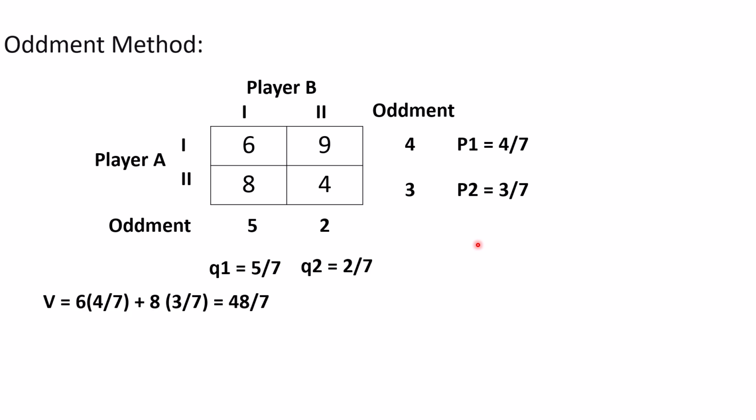So now the value of the game is equal to 6 into 4 by 7 plus 8 into 3 by 7, that is equal to 48 by 7. And 6 into 5 by 7 plus 9 into 2 by 7. So both are the same. So whether you multiply this with these two values, or this with these two values, or these two values with these two values, we will get the same V value.